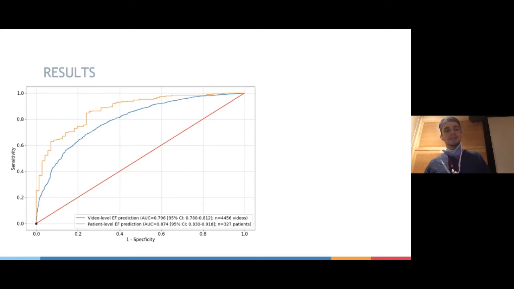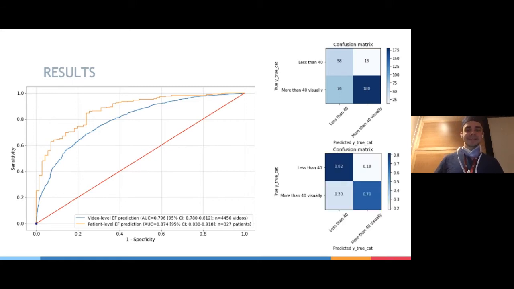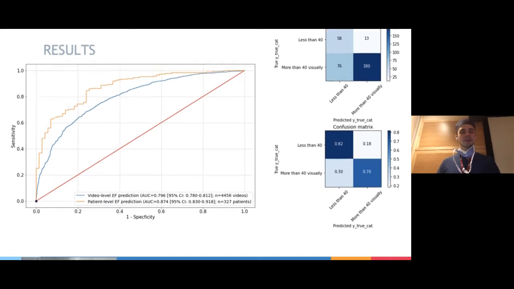But when you look at all the coronary angiography videos per patient, and you average out the predictions of the AI across all angles, you increase the area under the curve from 79.6 to 87.4, which is actually a really good prediction, or a capability for really high accuracy. And we can see here that we observe a sensitivity of 70% and a specificity of 82% to identify LV dysfunction under 40% using coronary angiography alone.